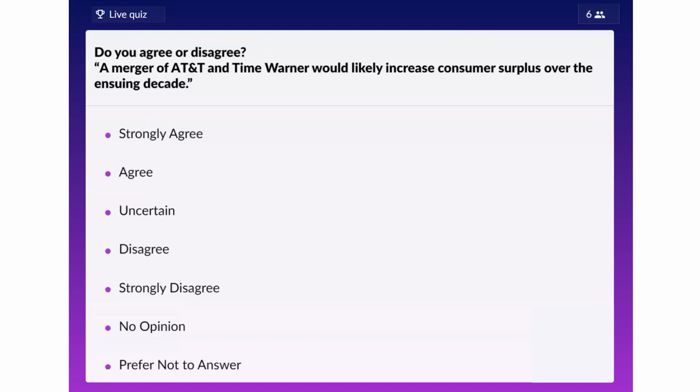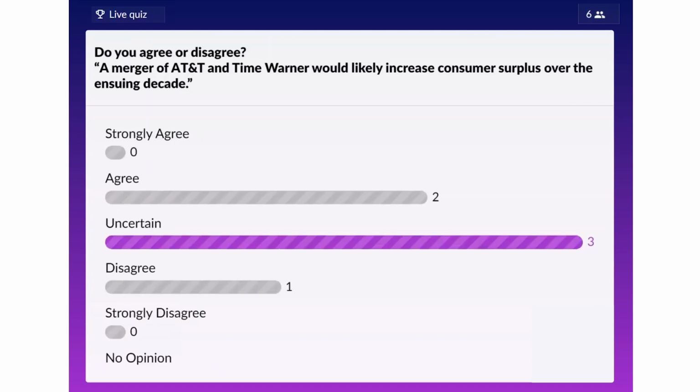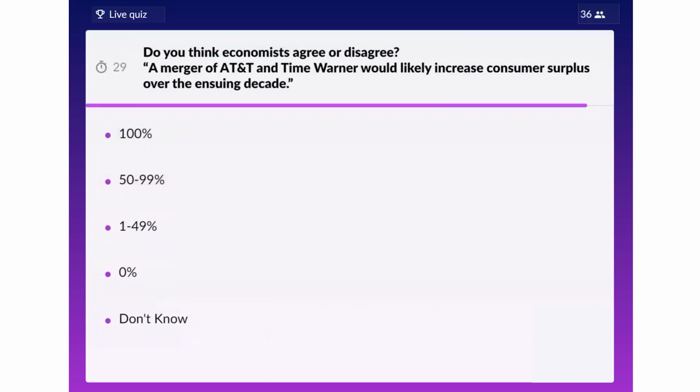We have to move on, so let's look at the existing responses. A lot of people are not sure. Some agree, some disagree. Okay, so the prediction question: do you think economists would agree or disagree with this statement? A merger of AT&T and Time Warner would likely increase consumer surplus over the ensuing decade.